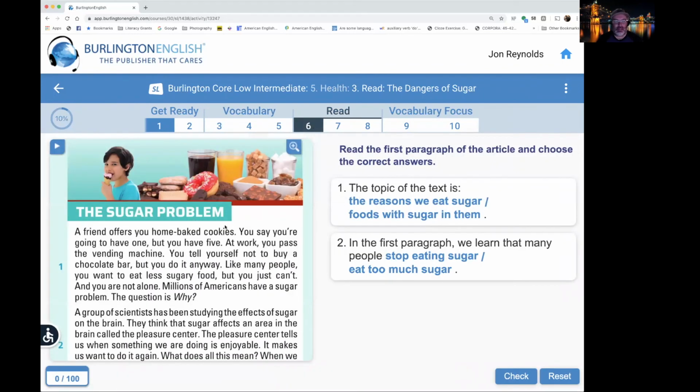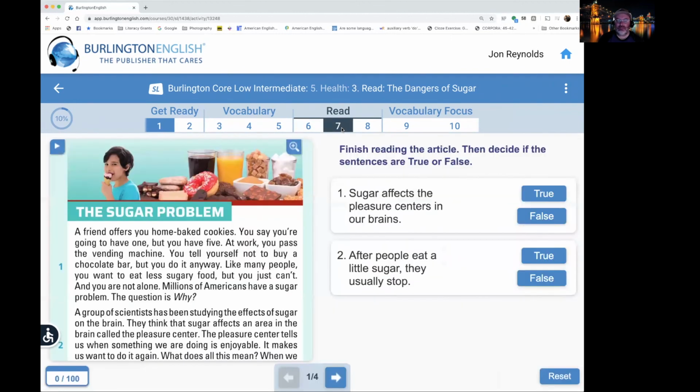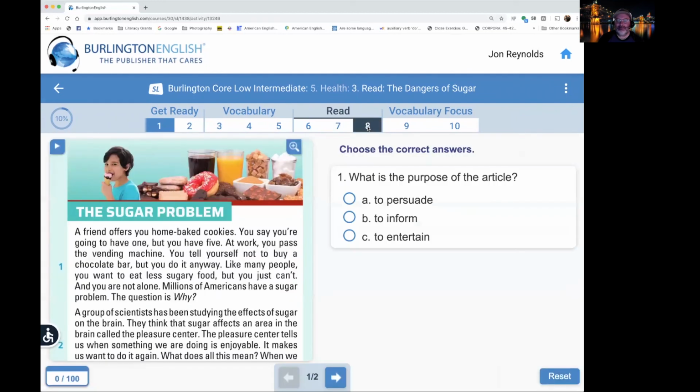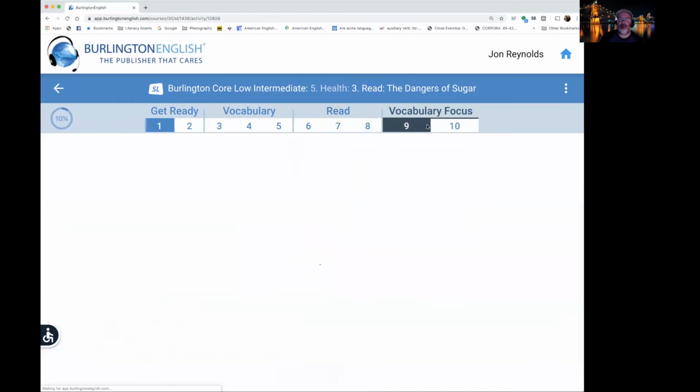Eventually, you will get to the text. So here's the text here. So we read the text, and again, if you want to listen again, you can click here, or you can watch the video. For example, when I click on the text, the sugar problem. A friend offers you home-baked cookies. So again, you can listen to the text again in the app. But I would like for you to do the reading activities that you see here, 6, 7, and 8, okay? And then finally do the vocabulary activities that you see here.